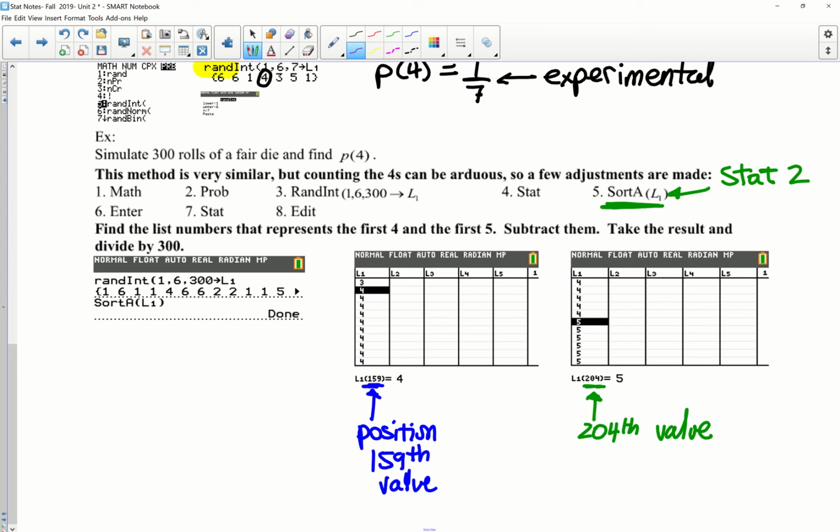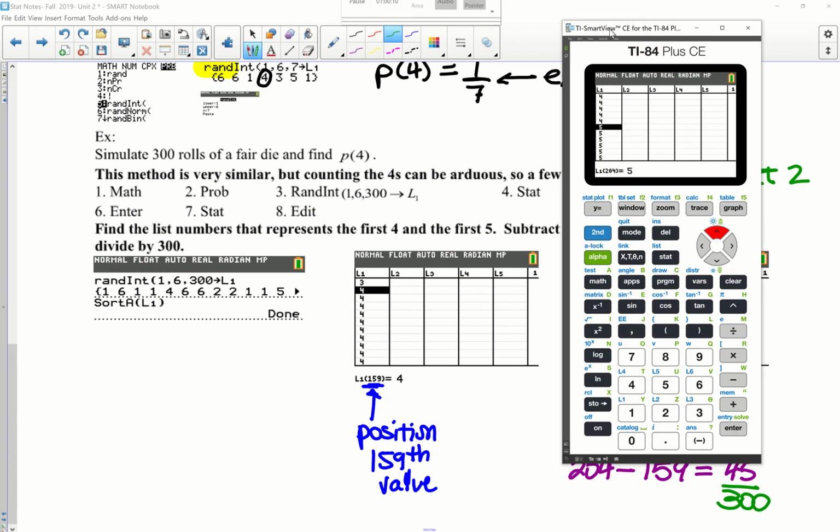All right, so what I do is I subtract those positions. So 204 minus 159 is going to be what, 45. And there are a total of 300 values. All right, so that's what we got as our experimental probability for rolling a 4.